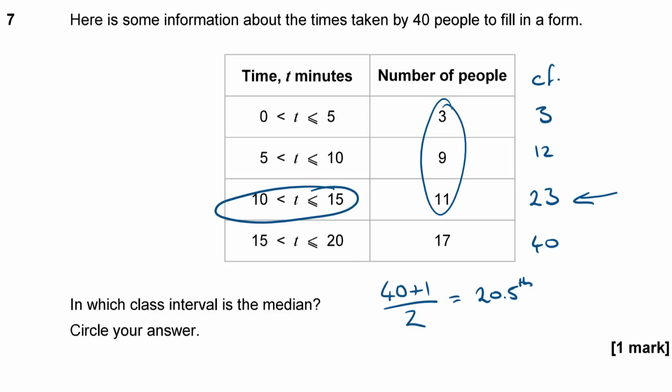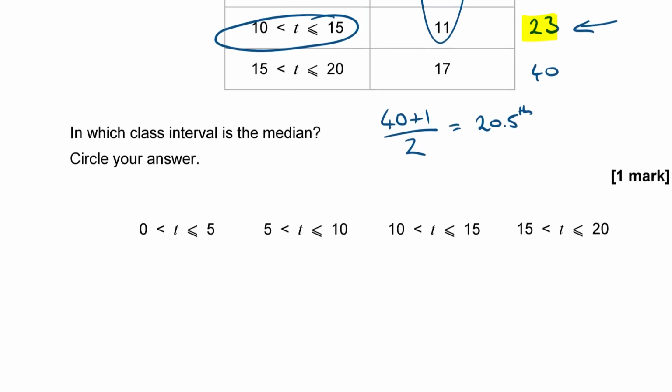Just running through that again. Person number 1, 2 and 3 are in the first category, then 4 through 12 are in the second category, and then 13 through 23 are in the third category. So the 20th and the 21st person are both in the 10 to 15 group. That one.